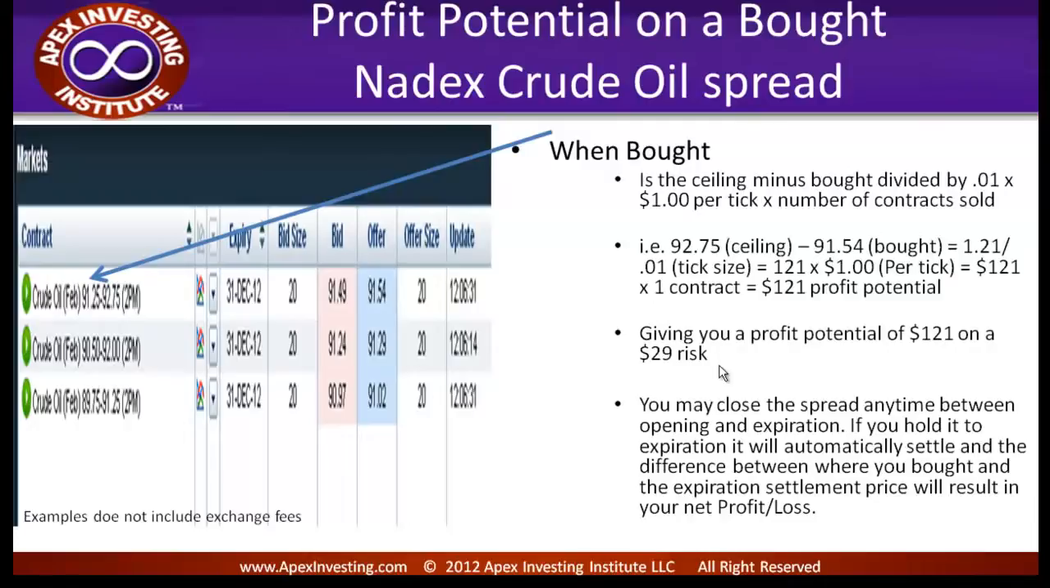And it is important to remember, you can close the spread at any time between opening and expiration. If you hold it to expiration, it'll automatically settle, and the difference between where you bought and the expiration settlement price will result in your net profit and loss. But again, your net loss will never exceed $29, and your net profit will not exceed $121.